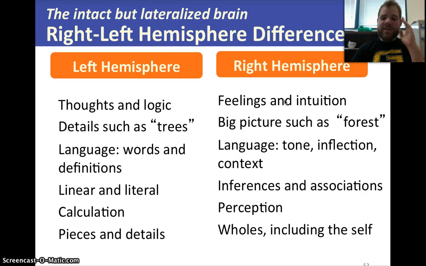And the right side is a little bit different. So this has to do with more of the feelings, the intuition, things that aren't exactly able to be put into words and language. Like you have this overarching feeling about something, or you have this intuition. We talked about that in our last unit. This has to do with the right side. And as opposed to the details that are focused on in the left side, the right hemisphere thinks in the big picture. So rather than seeing the trees, you would see the forest.